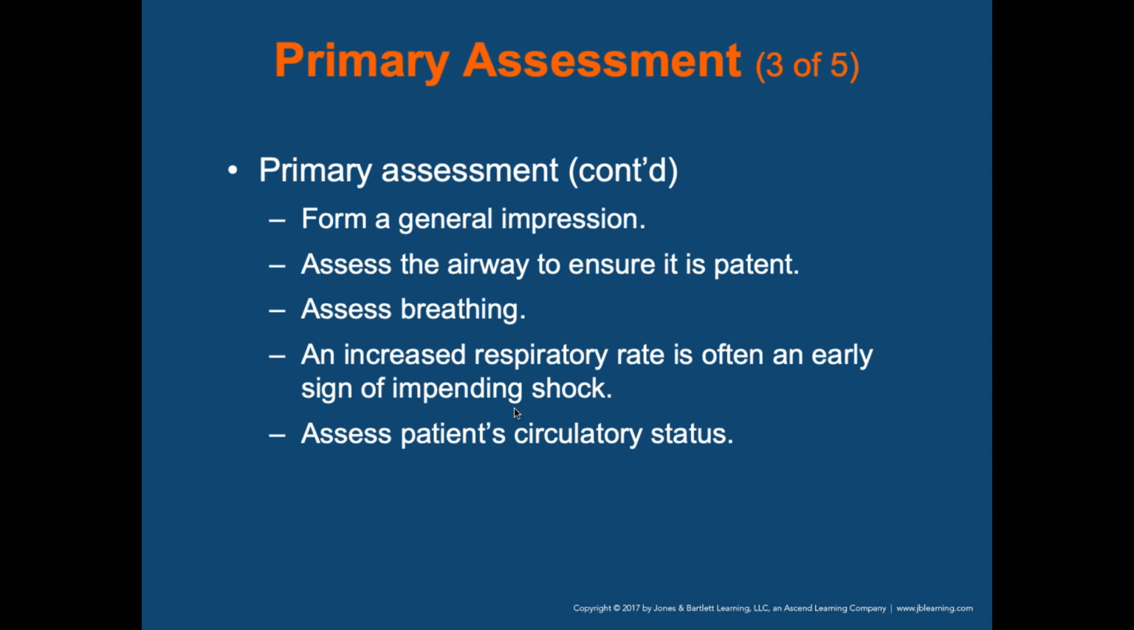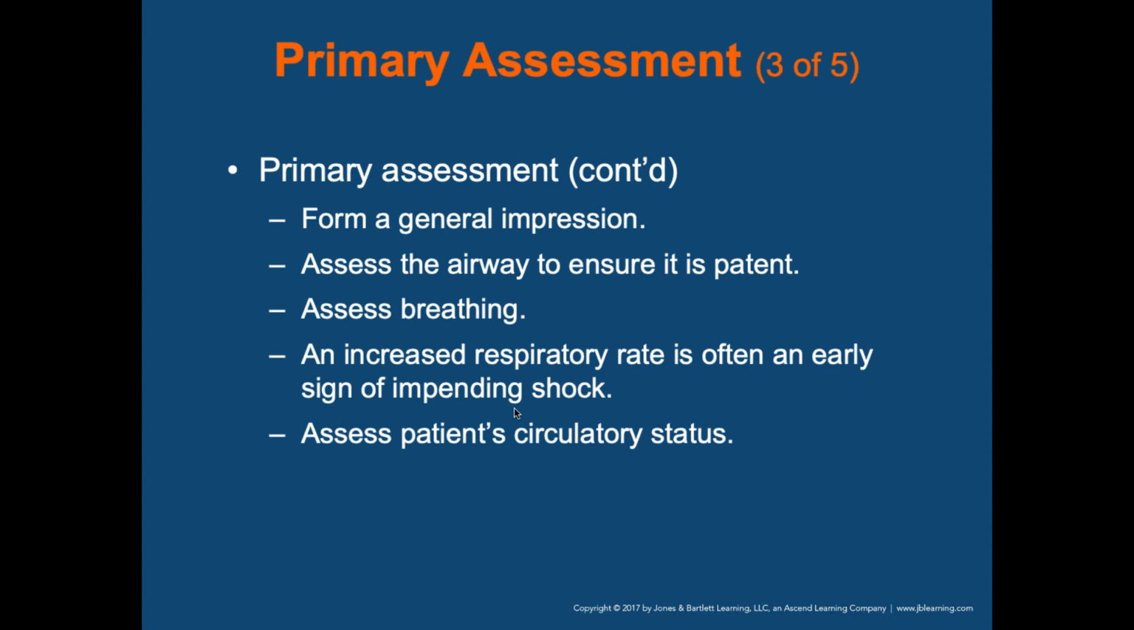Your primary assessment, obviously, form a general impression: sick or not sick at this time. Assess the airway to ensure it's patent. Do a breathing assessment as well. An increased respiratory rate is often an early sign of impending shock. So to you guys, what is the normal respiratory rate for an adult? 12 to 20? 12 to 20. 12 to 20 it is.